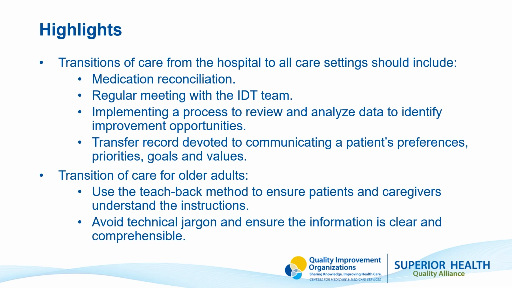There should also be a data tracking system in place to ensure that the program is working and identify any potential flaws or gaps in care. And the transitions of care should also include information on the patient's needs, preferences, priorities, goals, and values. In transitions of care for older adults, be sure to use the teach-back method to ensure patients and caregivers understand the instructions. And avoid technical jargon to ensure the information is clear and comprehensible.